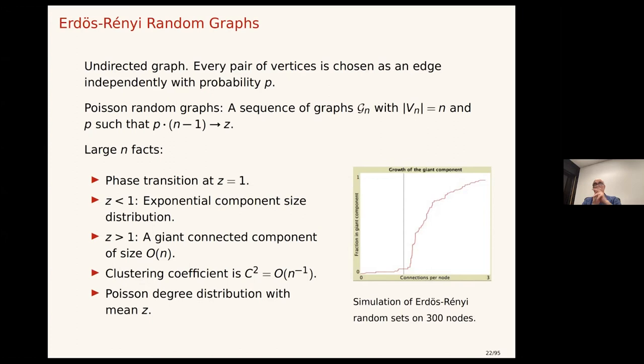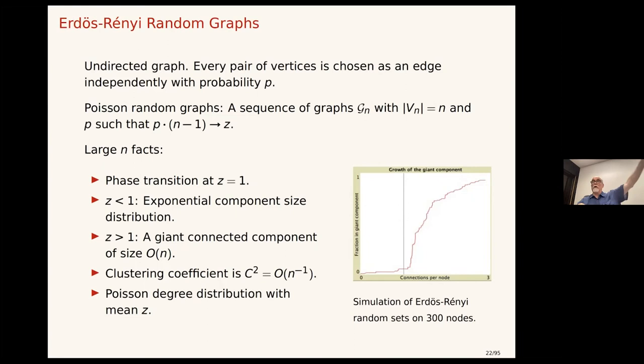And that's what this picture on the right is supposed to demonstrate. If you can read it, we have z on the horizontal axis, and we have the fraction of the population in the giant component on the vertical axis. And you can see that it stays pretty much flat until we cross one, and then it starts taking off.